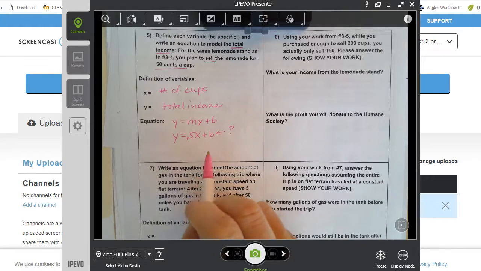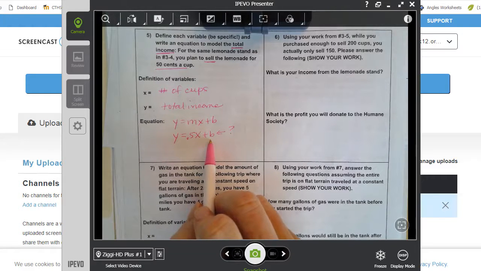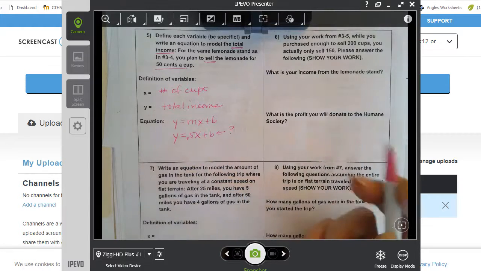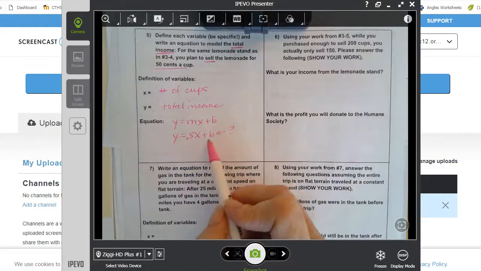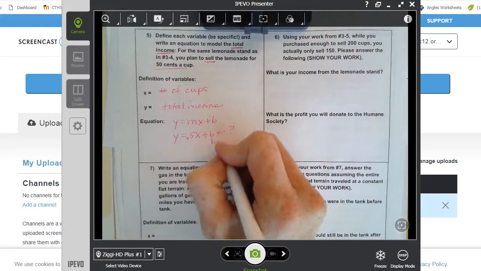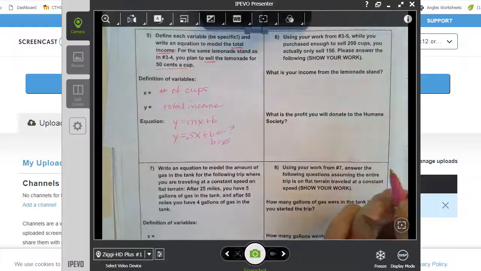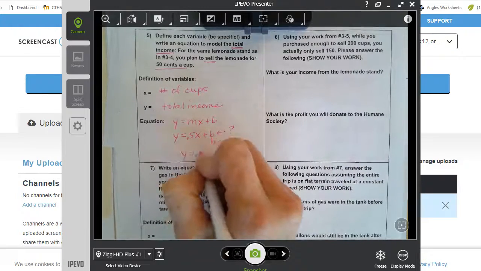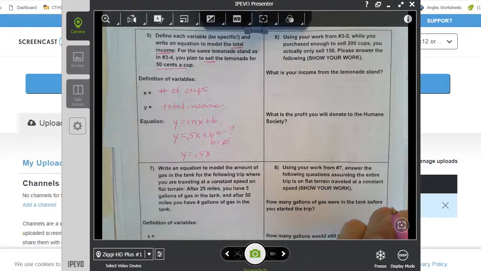Well, nobody's coming to my stand and just handing me money in this particular situation. I wish that they might. But in this case, I'm going to assume they're only giving me money for a cup of lemonade they buy. So b equals 0. Okay, so y equals simply 0.5x.